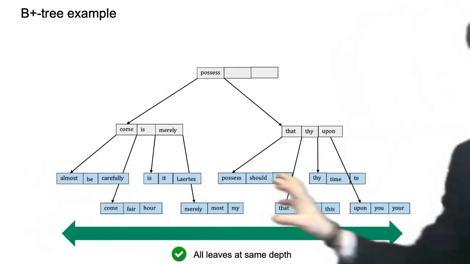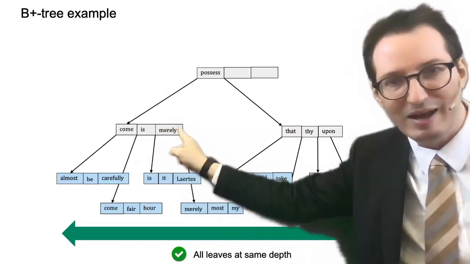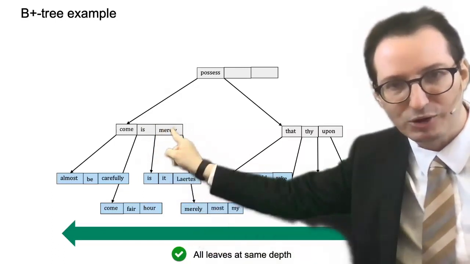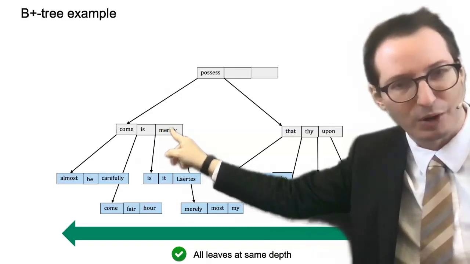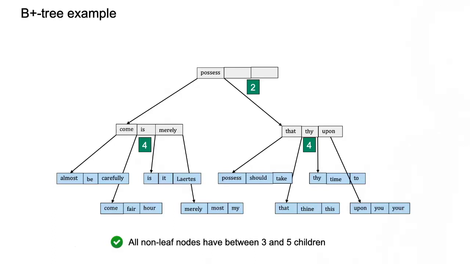So this is where my terms are. And you notice here that this is repeated here. It's the leftmost from the right merely that comes here, and that's only for comparison purposes. Here you have a posting list. And then you notice that all non-leaf nodes have between 3 and 5 children. That's kind of a constraint of the tree. So 4 is between 3 and 5, 4 is between 3 and 5, and 2 is between 3 and 5.